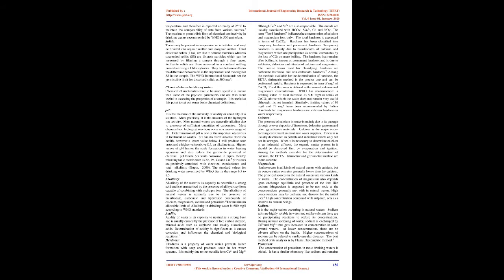Hardness has been classified into temporary hardness and permanent hardness. Temporary hardness is mainly due to bicarbonates of calcium and magnesium which are precipitated as normal carbonates by the loss of CO2 on mere boiling. The hardness that remains after boiling is known as permanent hardness and is due to sulfates, chlorides, and nitrates of calcium and magnesium. The precise terms used for classifying hardness are carbonate hardness and non-carbonate hardness.